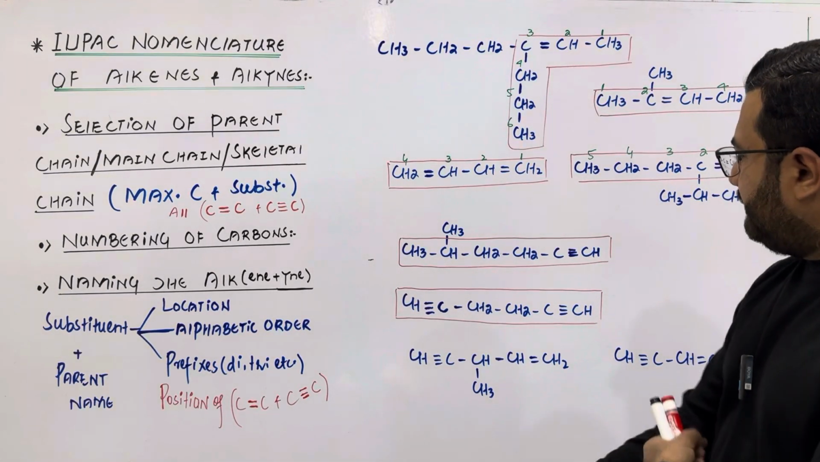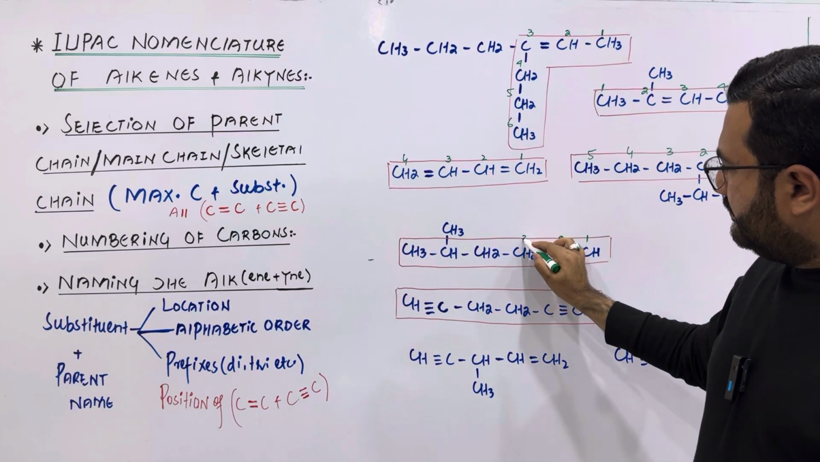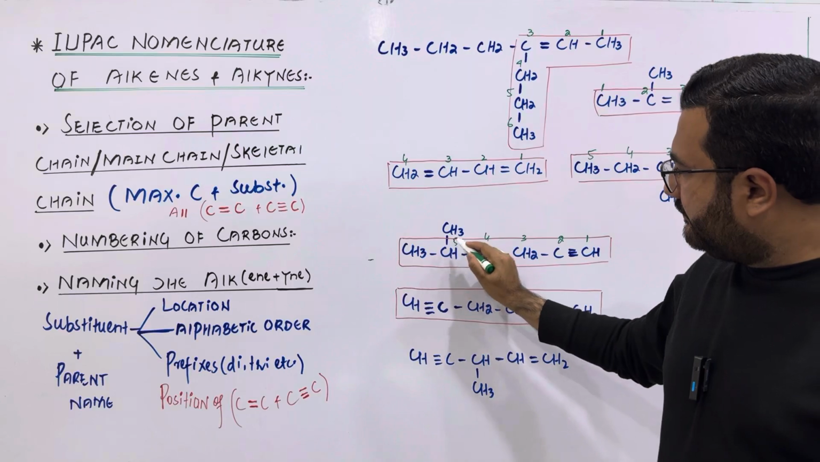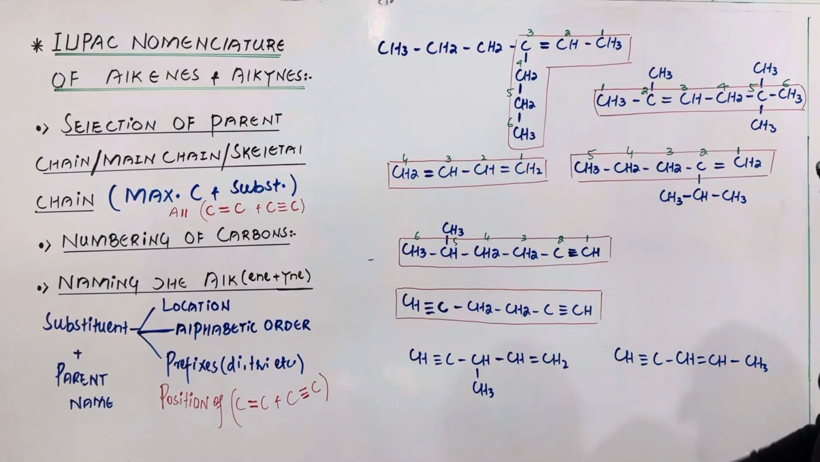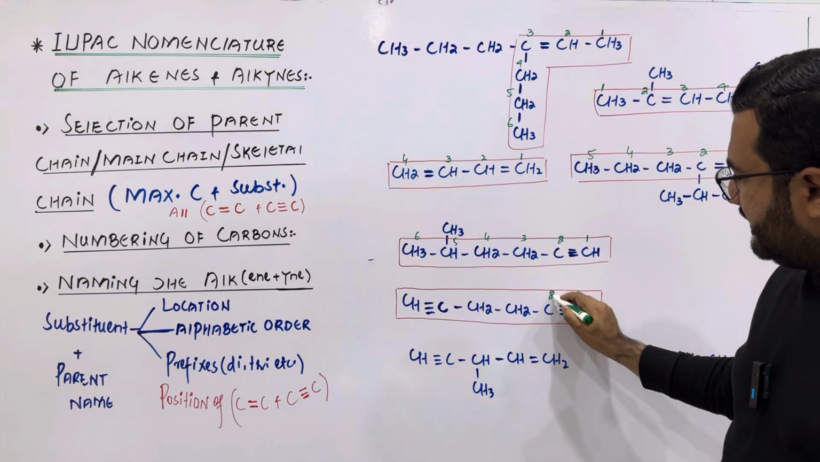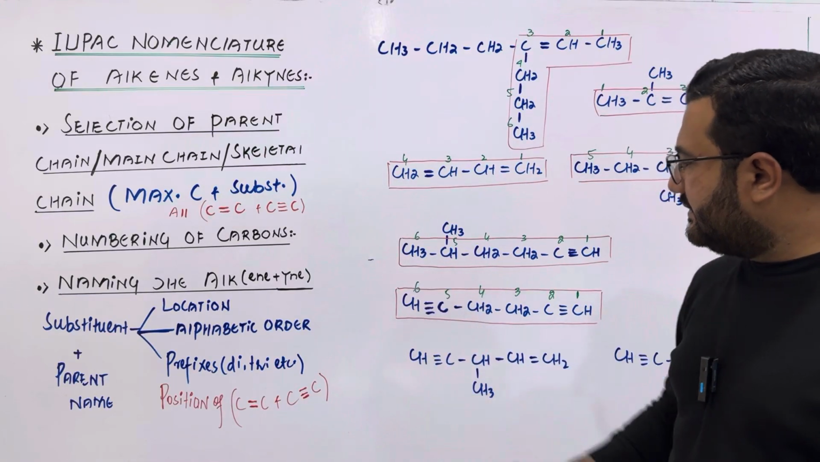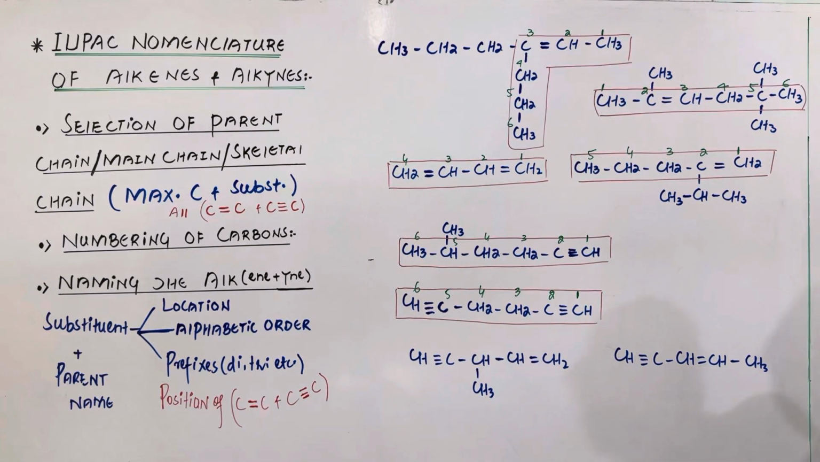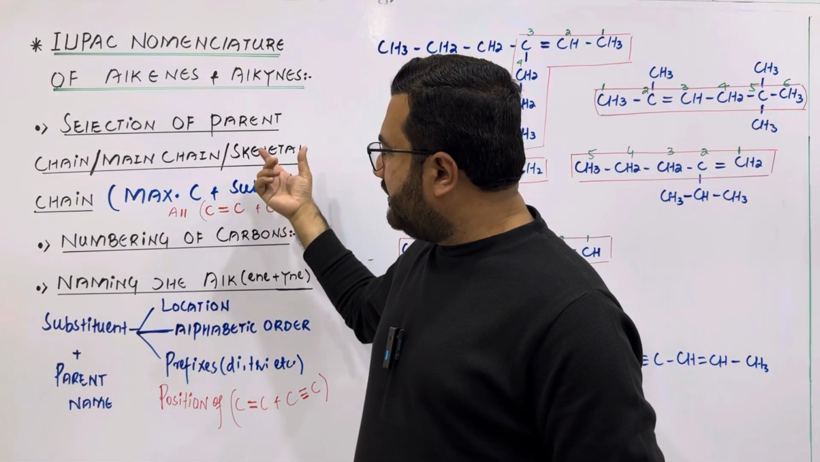In case of this triple bond, 1, 2, 3, 4, 5, 6. And again, this is a diene having triple bonds at the equal distance. You can start numbering from any side of the chain. So we have given numbers to all the carbon atoms which are the part of the parent chain in all the given examples.